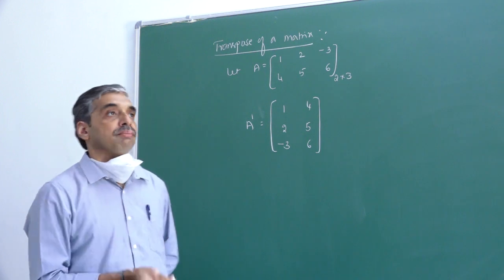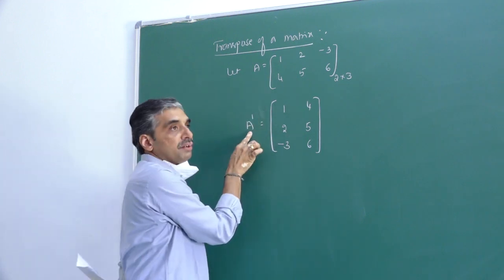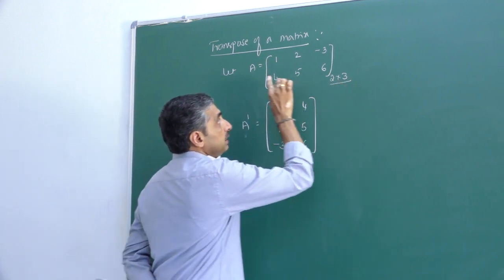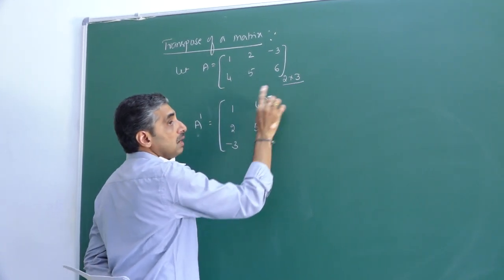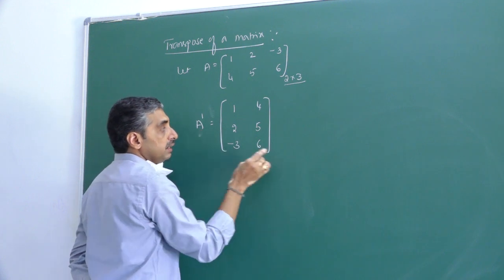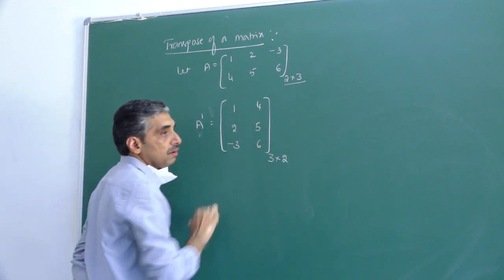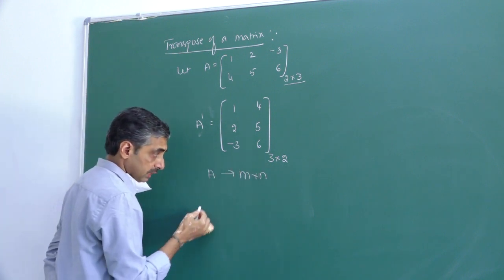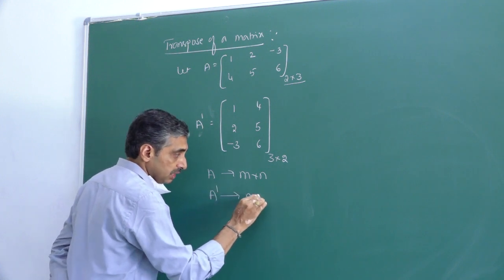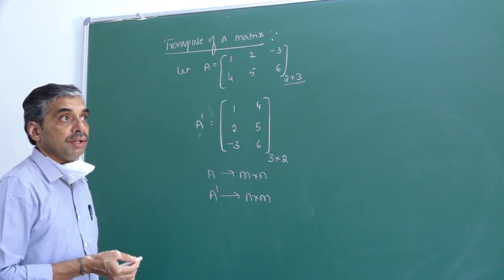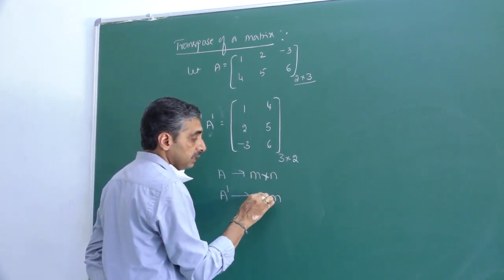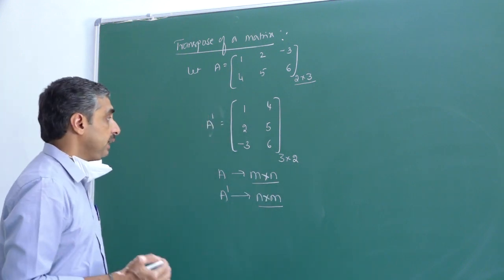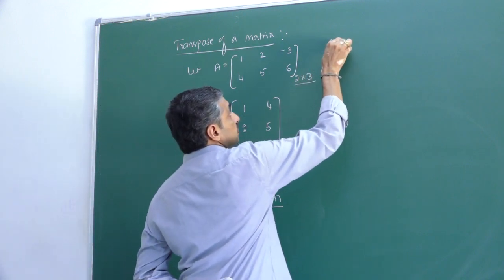If A is any matrix, the transpose of the matrix is denoted by A dash or A transpose. Just observe now, the order of the matrix A is 2 cross 3. Once you transpose that, the order of A dash is 3 cross 2. So generally, if A is a matrix of the order m cross n, then the transpose has the order n cross m.